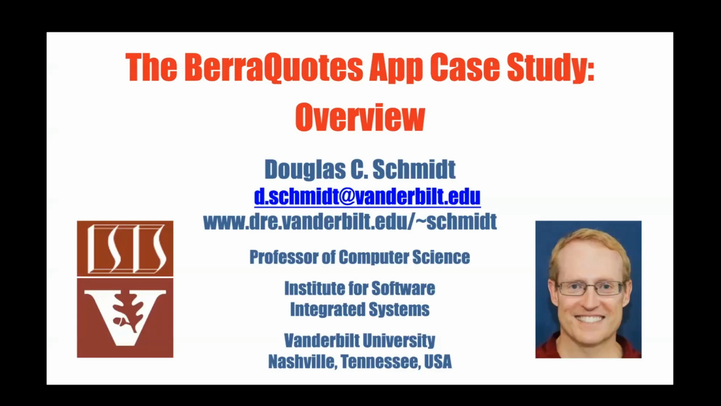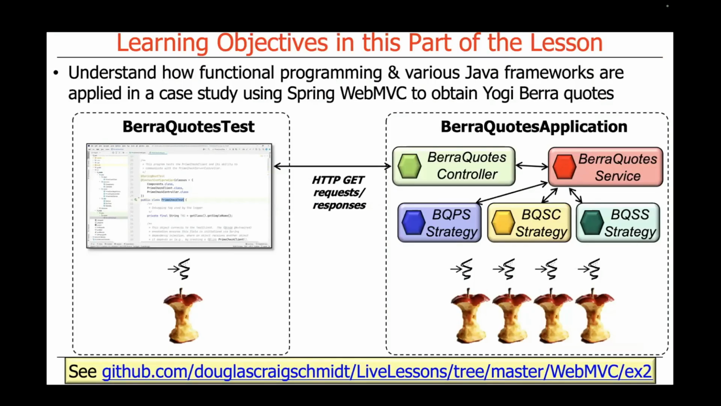So we're now going to start taking a look at a case study, which I call the BerraQuotes app. You'll see why we call it the BerraQuotes app in a moment. This is a multi-part case study that will walk through what you need to do in order to build a Spring-based application on both the server and client sides. We'll also show how functional programming and various other parts of modern Java and very modern Java can be applied using Spring Web MVC to obtain quotes by the famous baseball player and manager Yogi Berra.